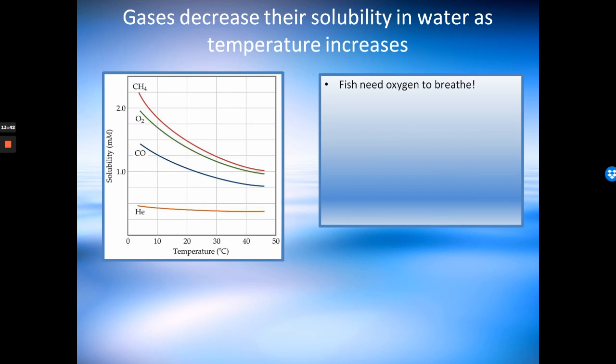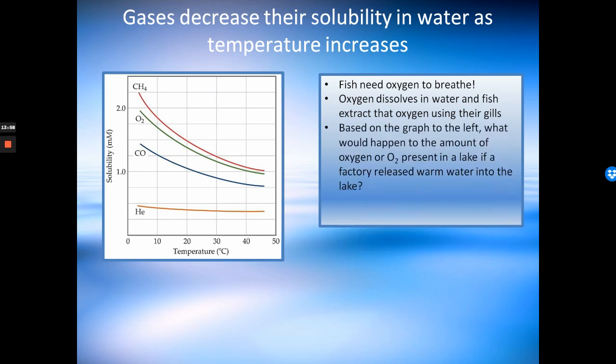So let's look at this. Fish need oxygen to breathe, right? So this is important to know in terms of environmental science. Oxygen dissolves in water and fish extract the oxygen using their gills. So there's dissolved oxygen in water for fish to breathe. They don't just go up to the surface and gulp air, okay?